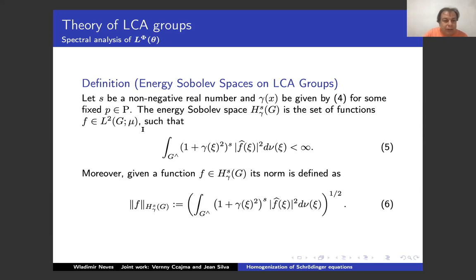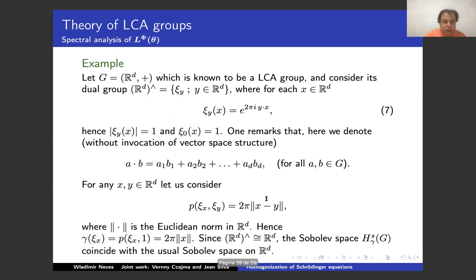Okay? So given an s, a non-negative real number, and gamma of x given by (4), like before, for some P in capital P, the energy Sobolev space H^s_gamma(G) is the set of functions f in L2 such that this expression is true. Those who have been working with Sobolev spaces in R^n recognize this expression so well. More than that, given a function in this space, the norm of this function is given by this expression. I should say that we are going to work just with s equal to 1 in this work.